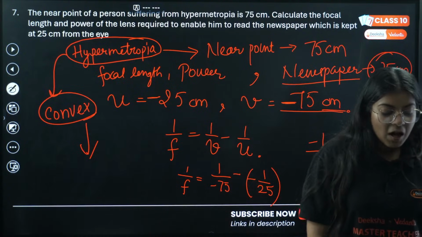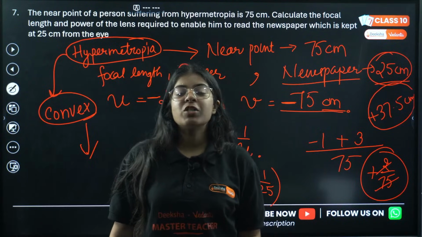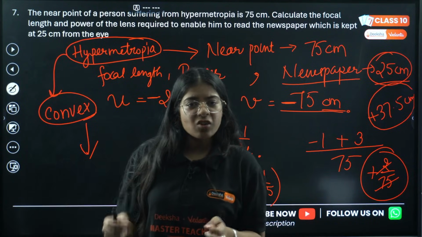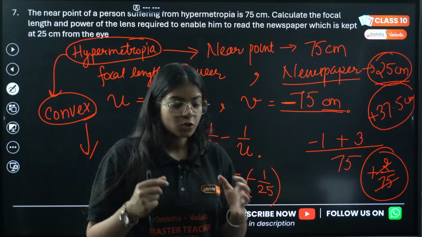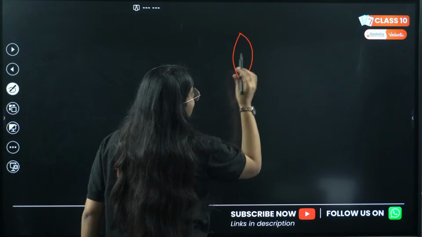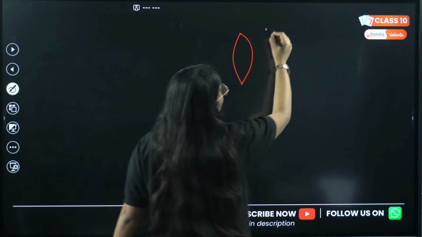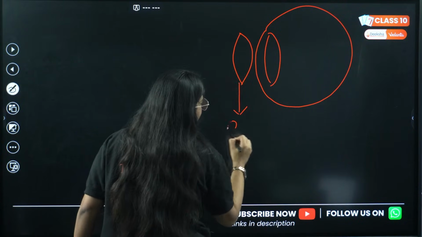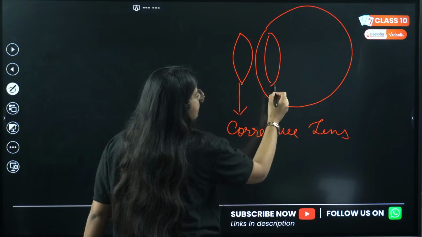Ma'am, how minus 75? Okay, do you know one exceptional case, where the object is between focus and pole? So in case of hypermetropia, we generally take it as that my object is between pole and focus. So what happens is, first the convex lens that is in my glasses, okay, not my eye lens, the convex lens that is in my glasses, and then there is a lens inside my eye. This is my corrective lens, and this is my eye lens.